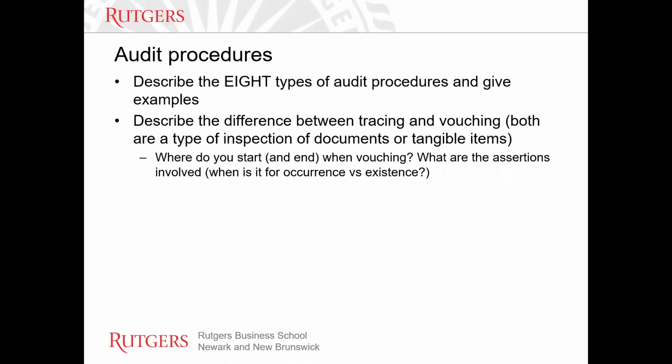So when you're vouching, you're going to be vouching for either occurrence or existence. How do you know which one it is? Well, if you're starting with a client's records, that's a transaction or event, aka the income statement, you're going to be vouching for occurrence. If you start with a balance sheet item, cash, liabilities, accounts receivable, and then you go to a source document, you're vouching for the existence of that item. When vouching, you start with the client's system, their financial records, some sort of proxy for that, and then you go to something more specific, a source document, for evidence that either the transaction happened or the balance actually exists.